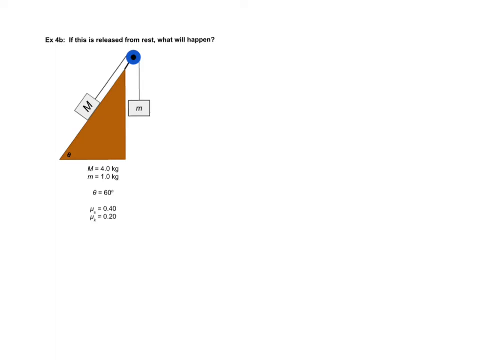So this is example 4b. It's actually the same numbers as 4a, except the big change is instead of being a frictionless ramp, we now have friction with these values of the coefficients of friction given. So what I'm actually going to do is transfer some of the numbers from example 4a into here that I already calculated. For example, I calculated that the gravity pulling down on the lowercase m block was 9.8 newtons.